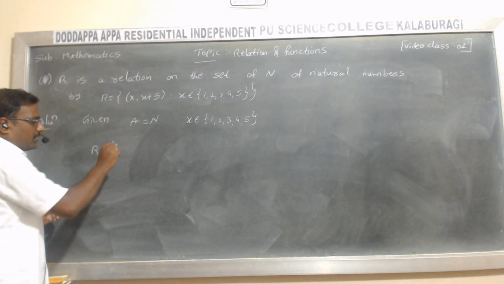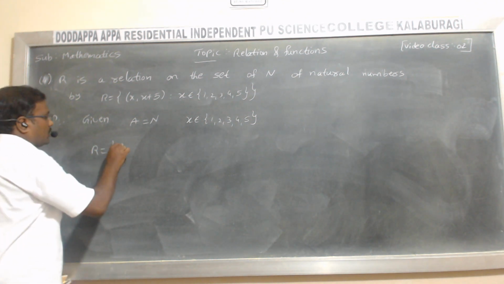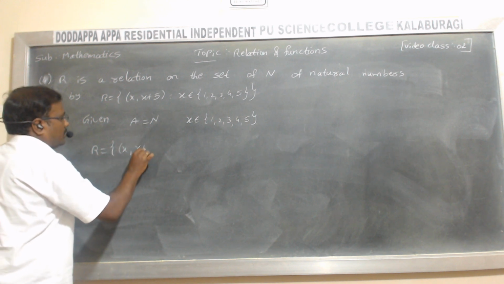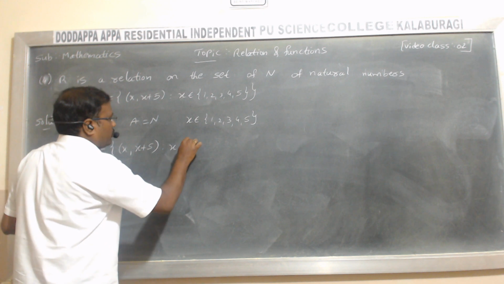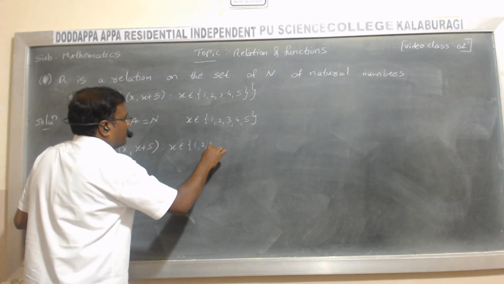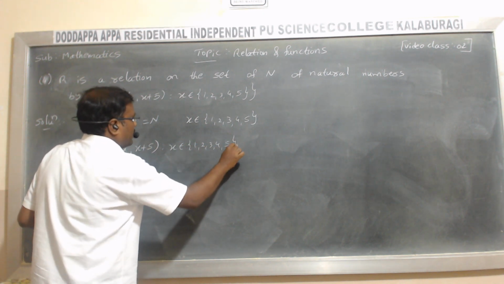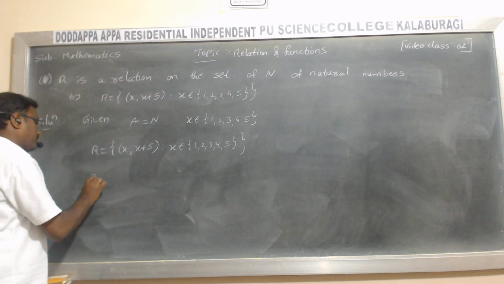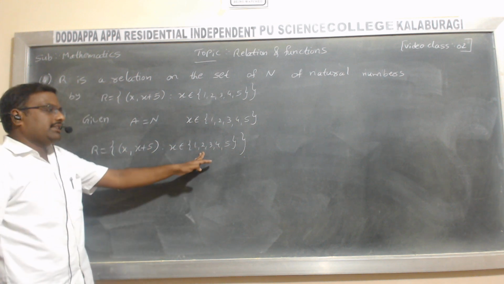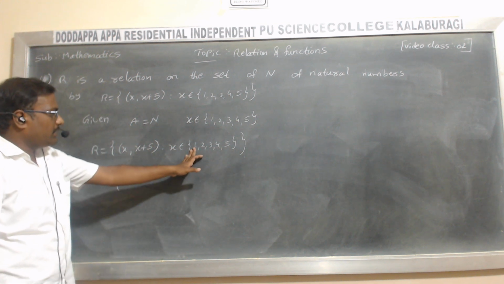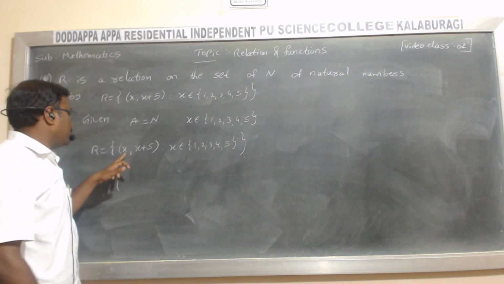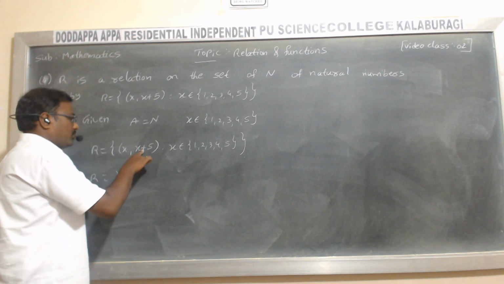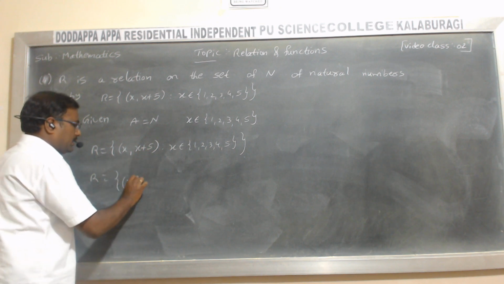So what is the given relation? R is equal to the set of x comma x plus 5 such that x belongs to the set of 1, 2, 3, 4, 5. Very simple. Here the x value is given. That value should be substituted here. If x is equal to 1, what about this one? 1 plus 5 means 6.